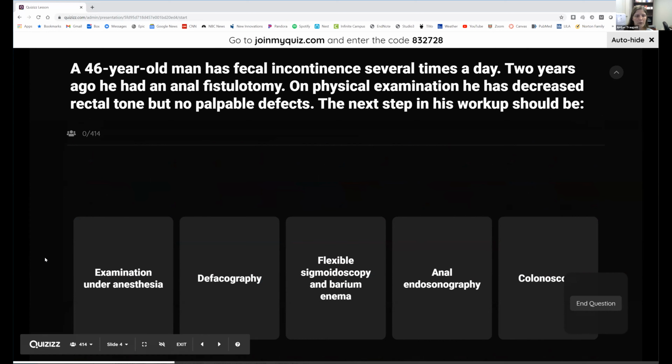Okay, so next question. A 46-year-old man has fecal incontinence several times a day. 2 years ago, he had an anal fistulotomy. On physical exam, he has decreased rectal tone, but no palpable defects. The next step in his workup should be examination under anesthesia, defecography, flex sig and barium enema, anal endosonography or ultrasound, or colonoscopy.